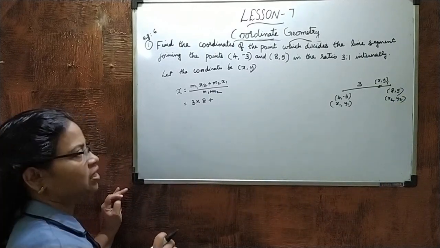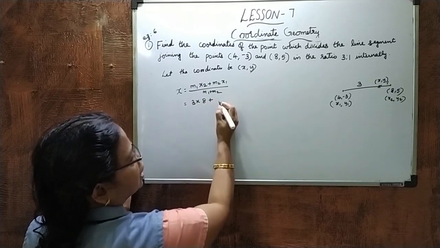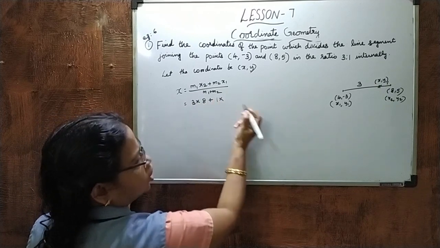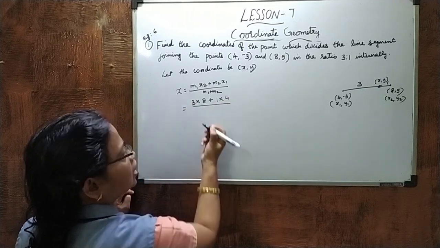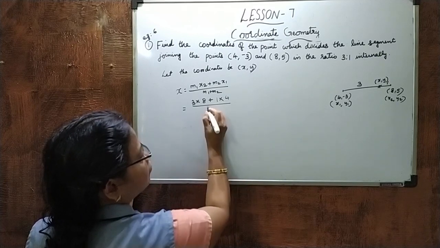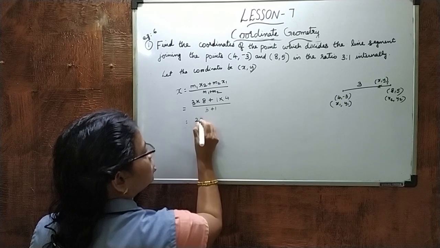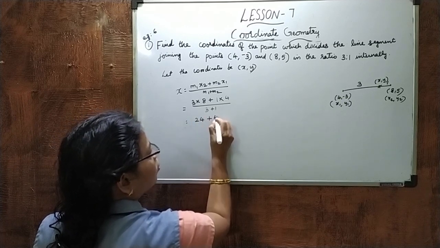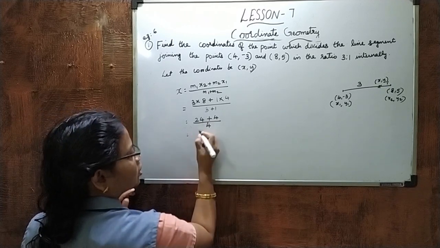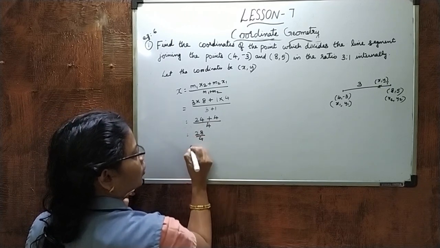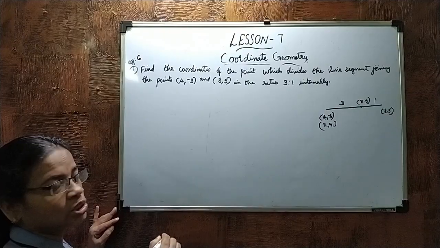So, 3 into x2 is 8, plus m2. m2 is 1, 1 into x1 is 4. The whole divided by m1 plus m2, which is 3 plus 1. 3 into 8 is 24, plus 1 into 4 is 4, divided by 3 plus 1 is 4, equals 28 by 4. You will get the answer 7. So, x is equal to 7 you got.